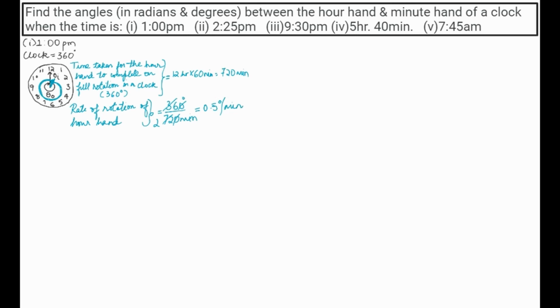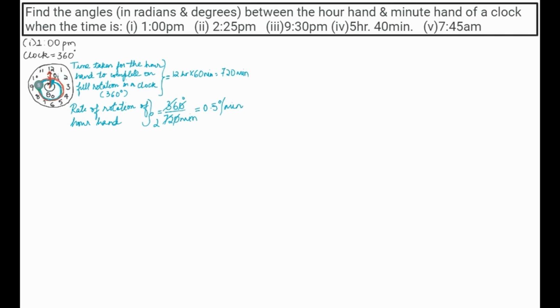So similarly for the minute hand. In this example, say it is at 60 minutes here. How long will this minute hand take to come back to its initial position, that is 60 minutes? So it takes 60 minutes. That is, the minute hand takes 60 minutes to complete 360 degrees in a clock.